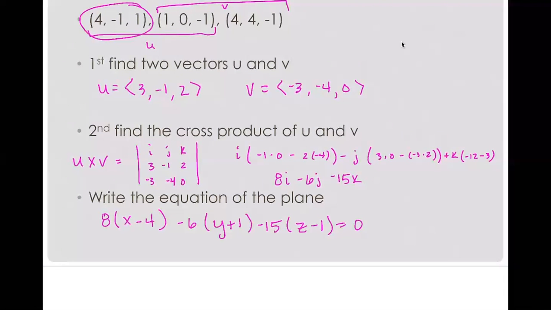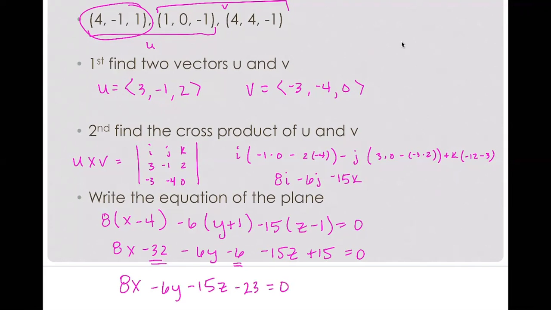So then what we're going to do is simplify that. We'd have 8x minus 32 minus 6y minus 6 minus 15z plus 15 equals 0. So to get our equation, we would have 8x minus 6y minus 15z. Combine here, that gives me negative 38 plus 15, which is going to give me negative 23, equals 0. And that would be our solution.